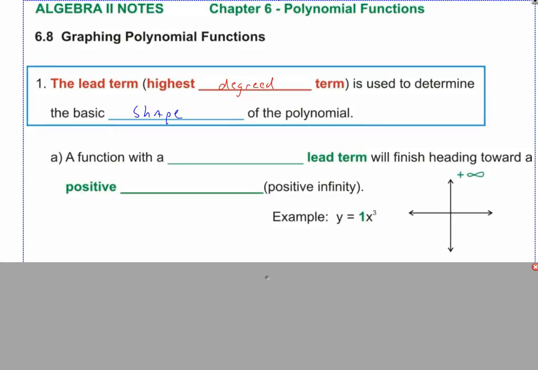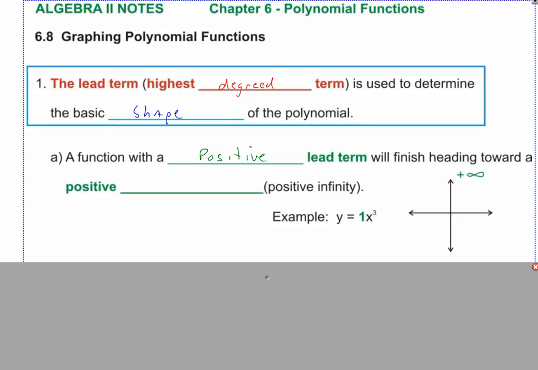All right, first off, a function with a positive lead term. So if you look at the example down here, it's y equals, and I stuck the 1 there, though it's usually not there, but it's a positive 1, right? If you have y equals x cubed, then it's a positive 1x cubed. So you got a positive lead term. Now, this one has only one term. And remember, the lead term is the highest degree term.